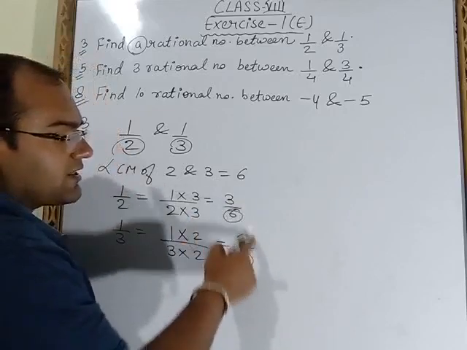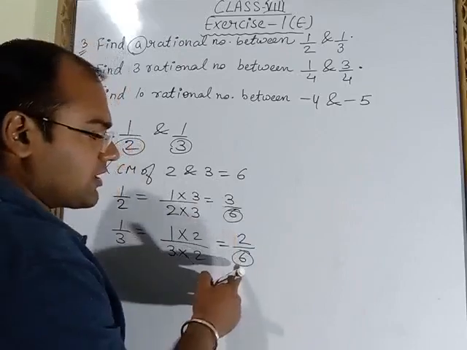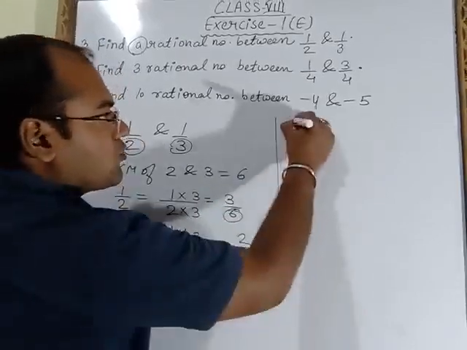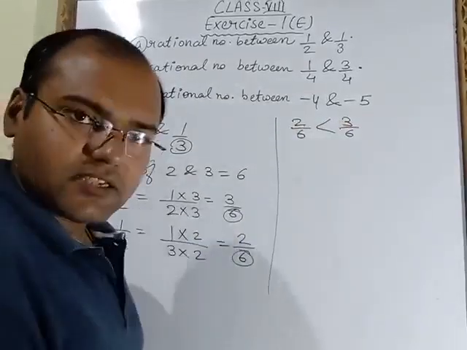Now what you have to do? We have to write these two numbers in ascending order. Which one is smaller among these two? 3 upon 6 and 2 upon 6. We know that 2 upon 6 is smaller than 3 upon 6.